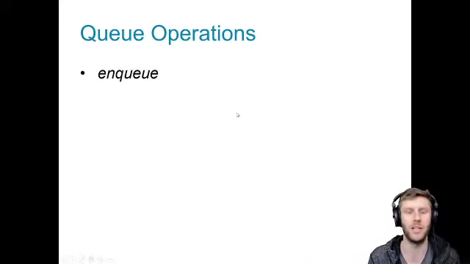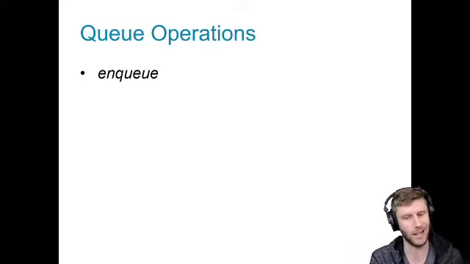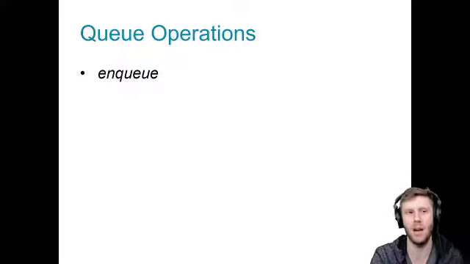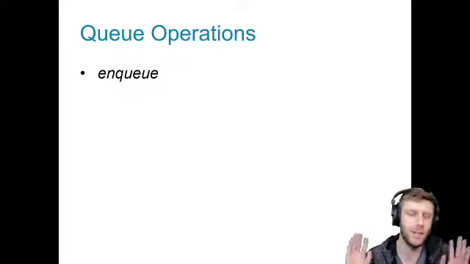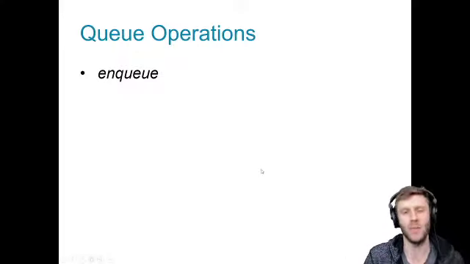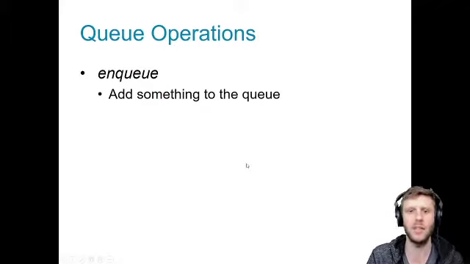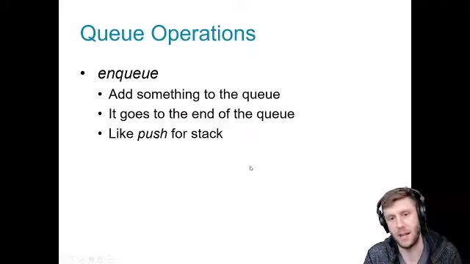Okay, queue operations. Enqueue. This is how we add something. Usually with all these data structures, we're going to have a way to add something, have a way to remove something, have a way to look at something but leave it there, get its size, ask if it's empty. These are things we're going to typically have for all these data structures we're building. So in a queue, this is how we add something. It goes to the end.